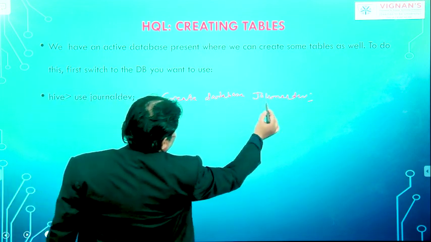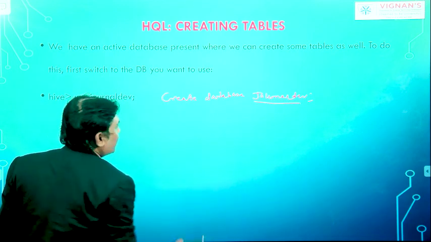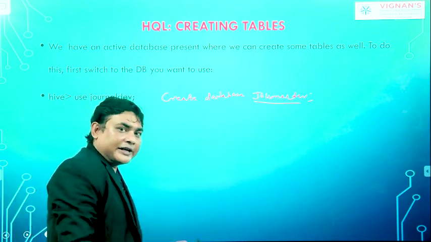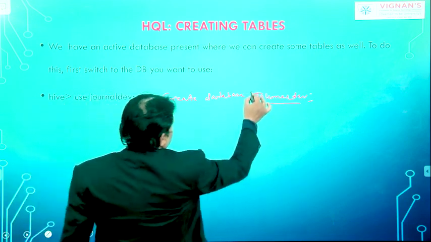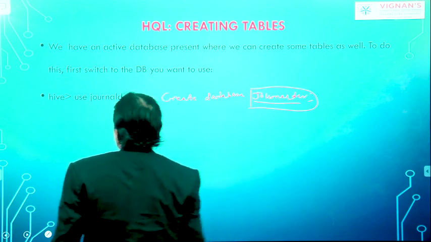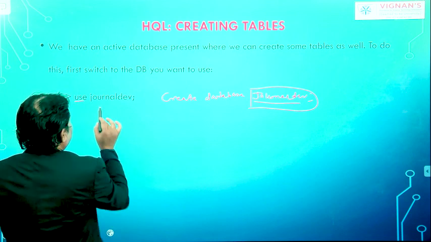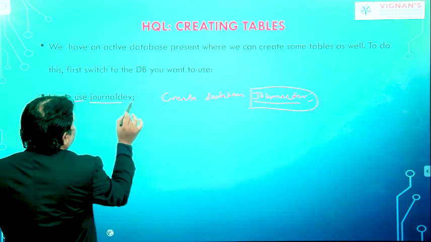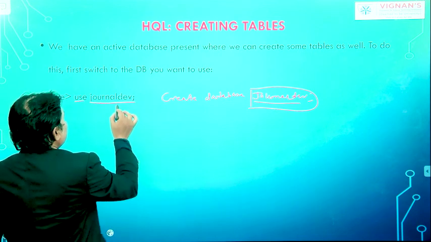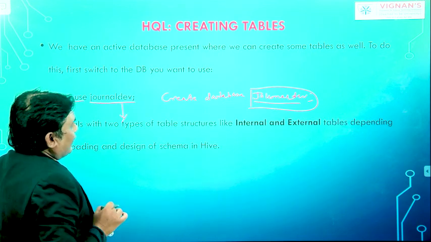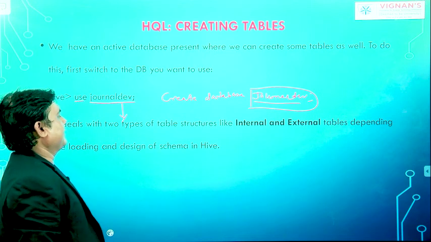Next, I am going to use this database. It means in this database only I am going to create a table, and do all kinds of operations. Therefore, to use this database, I use another command called use journal DB. It means currently you are in the journal DB database, using this database only. Now here, Hive describes two types of table structures.